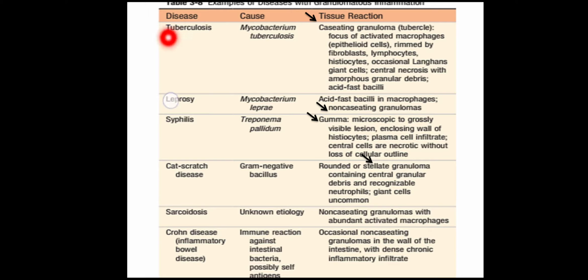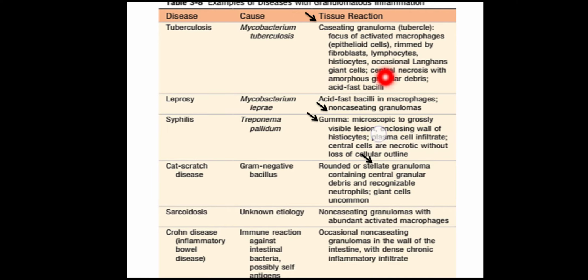So first disease is the most important, tuberculosis. So cause is Mycobacterium tuberculosis, and the granuloma is caseating granuloma. So it has a central area of caseation necrosis. This is the most important distinguishing feature of TB granuloma, and the rest features are as I told earlier, activated macrophages having a slipper shaped nucleus, then rimming by the fibroblast in the periphery of the granuloma, then lymphocytes, histiocytes, Langerhans giant cells can be seen.